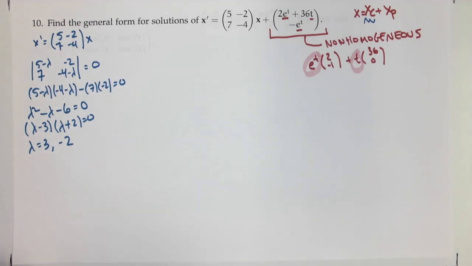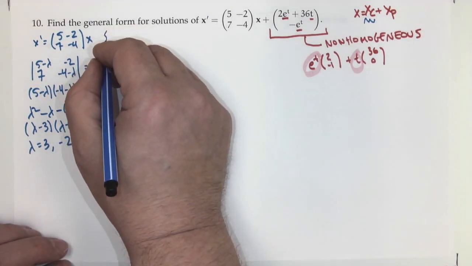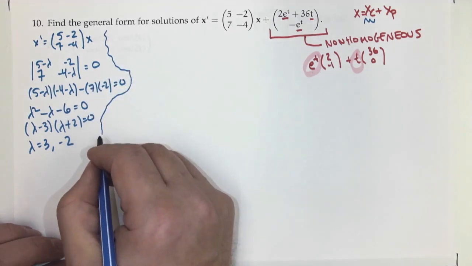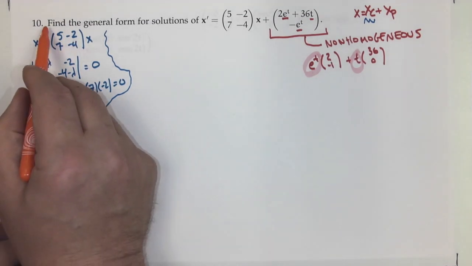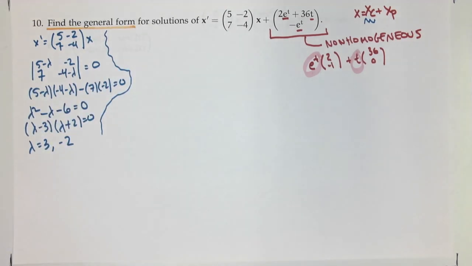Okay. Do we need to keep going with our xc? Yes. Because what is it asking us to find? General form, which means we have to fully find xc. It's not just enough to know overlap or not. If it had only asked us for xp, we could stop here. But for xc, push on.